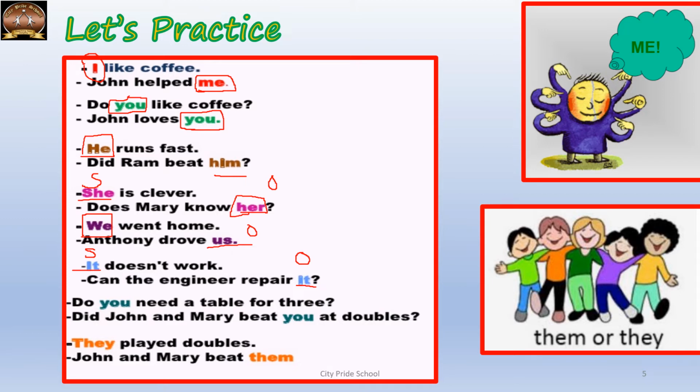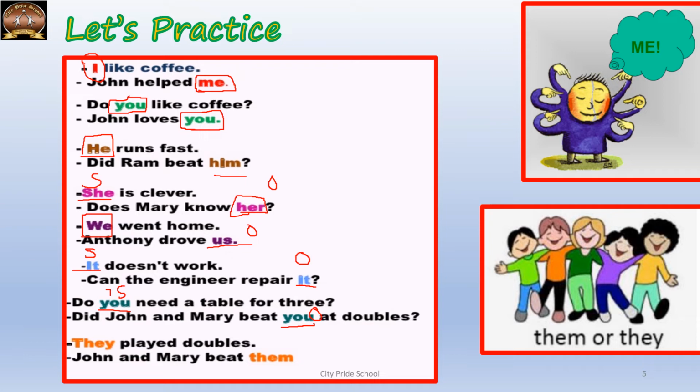Do you need a table for three? You here is identified as a subject. And in the second sentence, did John and Mary beat you? Since it is a part of the predicate, or it is acting as an object, so it's an object pronoun.